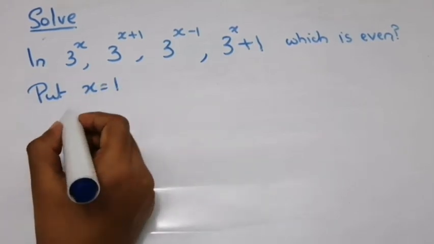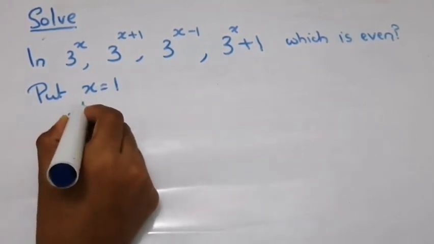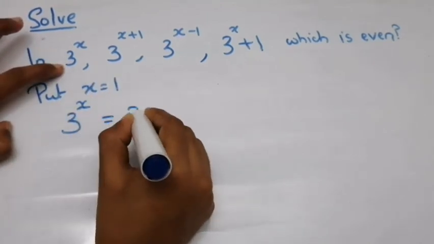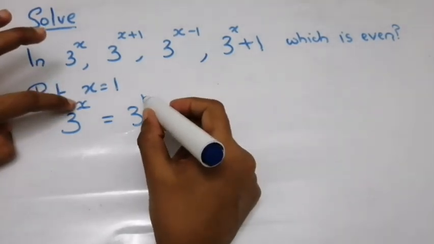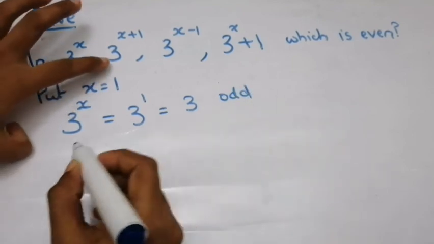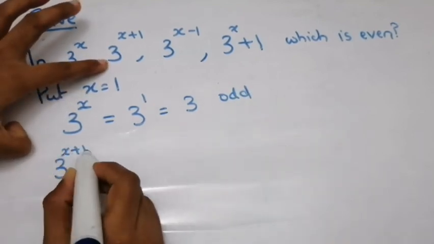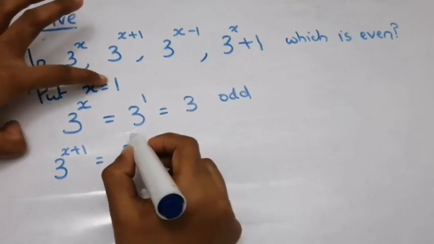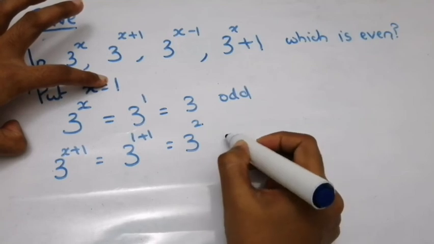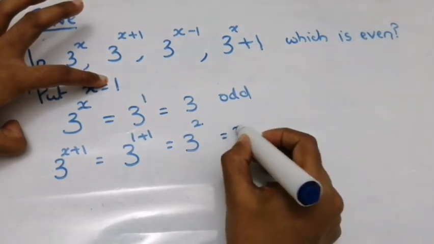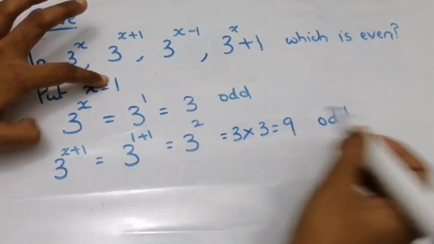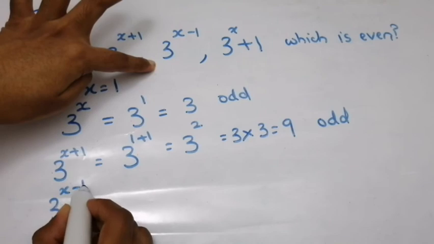Only we have to check. Okay, first one is 3 to the power x. So how much is 3 to the power x? Instead of x you have to put 1. So 3 to the power 1 is 3 only. This is odd. Next one, 3 to the power x plus 1. So here instead of x you have to put 1. 1 plus 1 is equal to 3 to the power 2. How much is 3 to the power 2? That is 3 into 3. How much is it? 9. This is also odd.